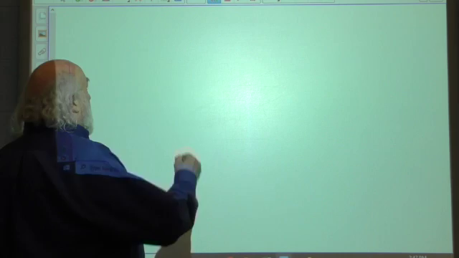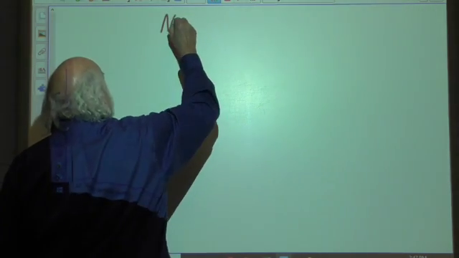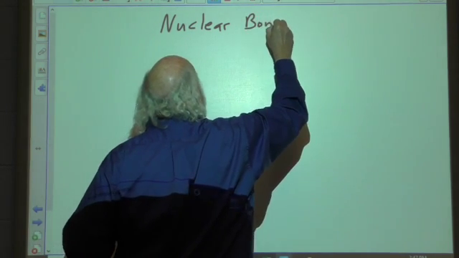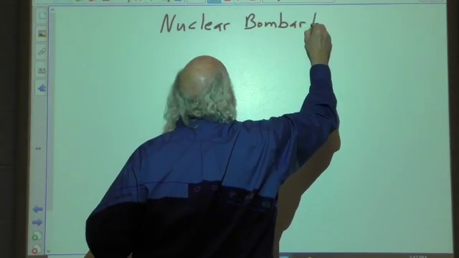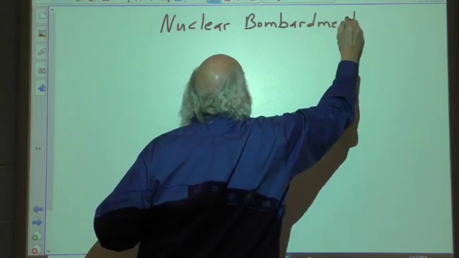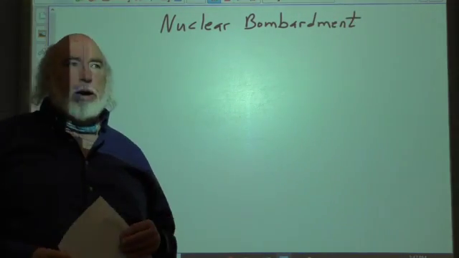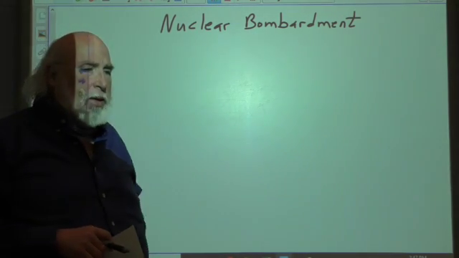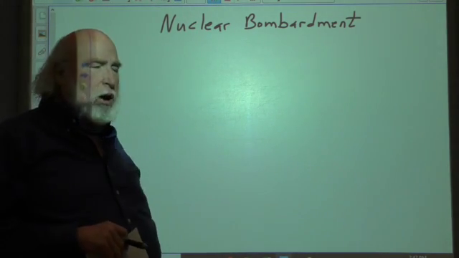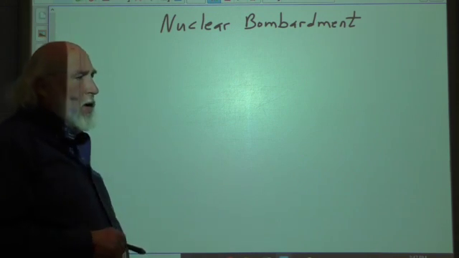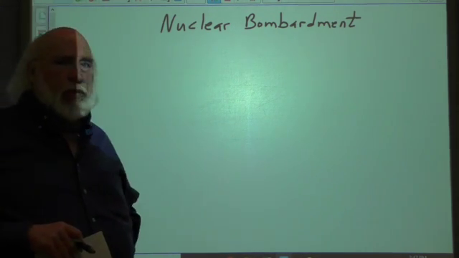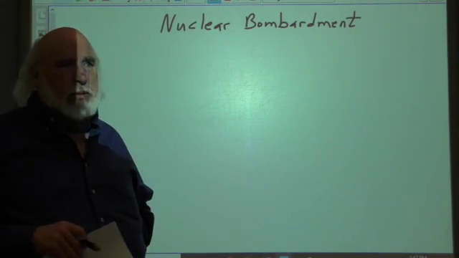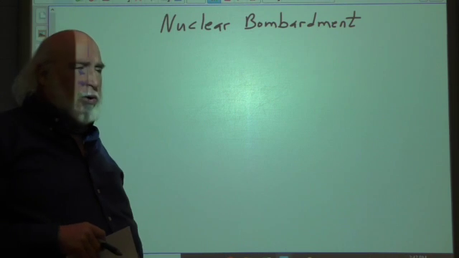Okay, our next topic deals with what we call nuclear bombardment. In nuclear bombardment, what happens here, and this was discovered by Ernest Rutherford, the same guy who discovered the proton and did that gold foil experiment that I talked about a little bit. He liked to play with alpha particles, and alpha particles helped him get to that point where he found out what a nucleus was.